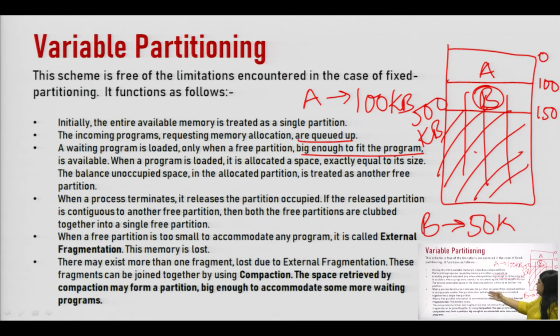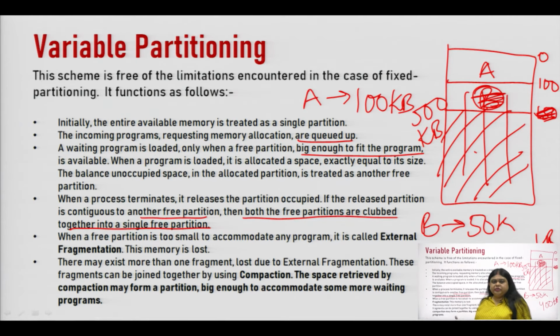It says that when the released partition is contiguous to another free partition, then both the free partitions are clubbed together into one free partition. So, if this B is gone, now this will go back and this will be back a block of 400 KB. We will again have a block of 400 KB available with us, right. But these partitions have to be contiguous in nature, right.